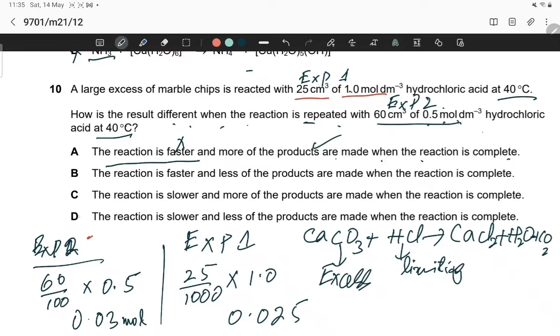So this is correct. The reaction is faster and less of the products are made when the reaction is incomplete. The reaction is slower, yes, this is correct, and more of the products, yes, more of the products are made when the reaction is complete as compared to experiment 1. So this must be correct. The reaction is slower, this is correct, and less of the products, this is wrong. So C option is correct.